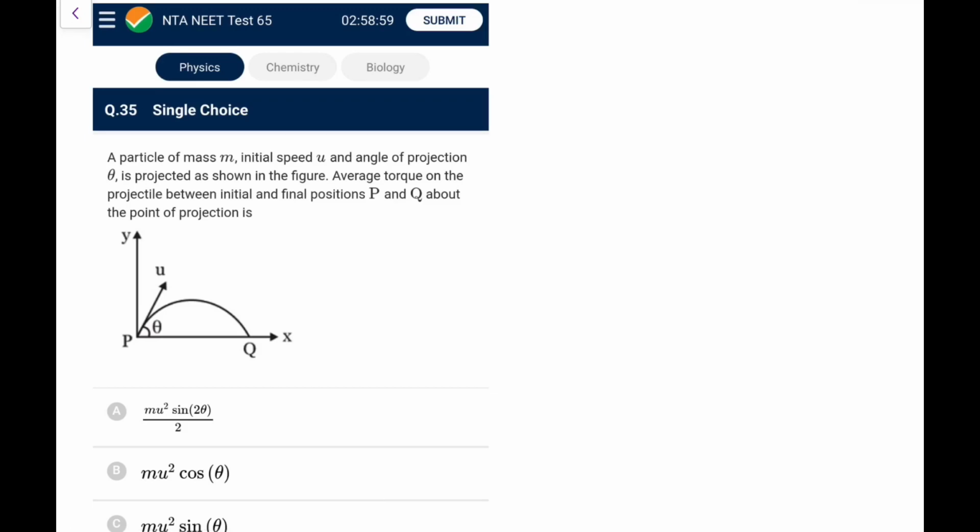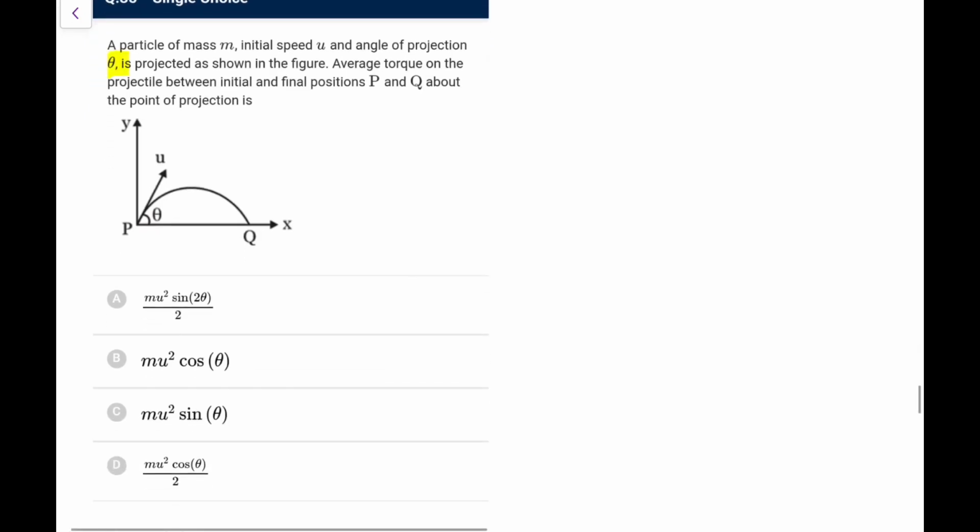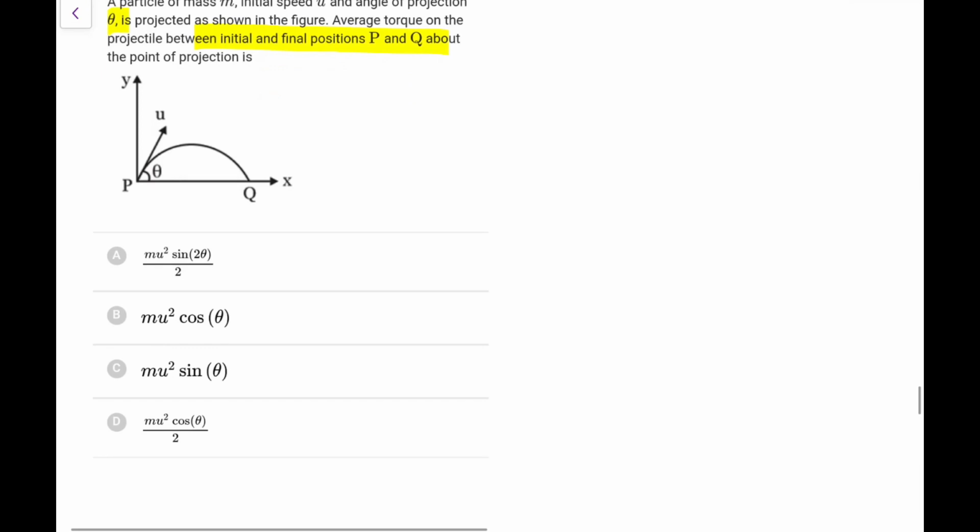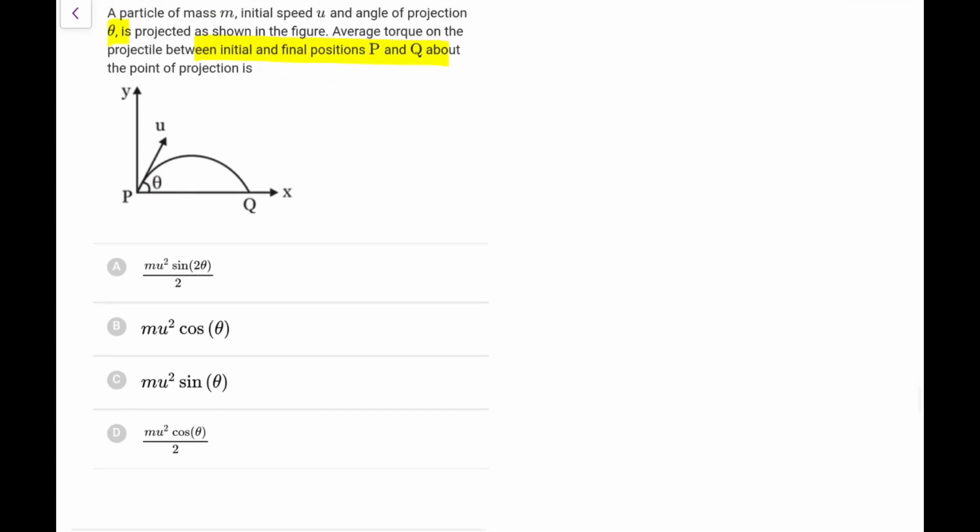Next, particle of mass m, initial speed u, and angle of projection theta is projected as shown in the figure. Average torque on the projectile between initial and final positions P and Q about the point of projection is, okay, average torque. So what I can say, tau average you can write as delta L by delta t.